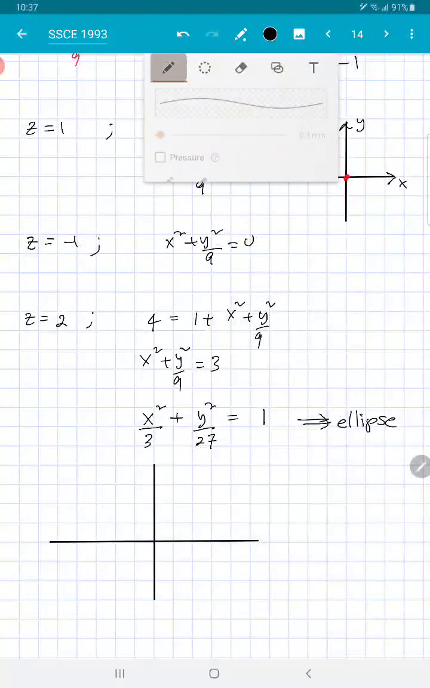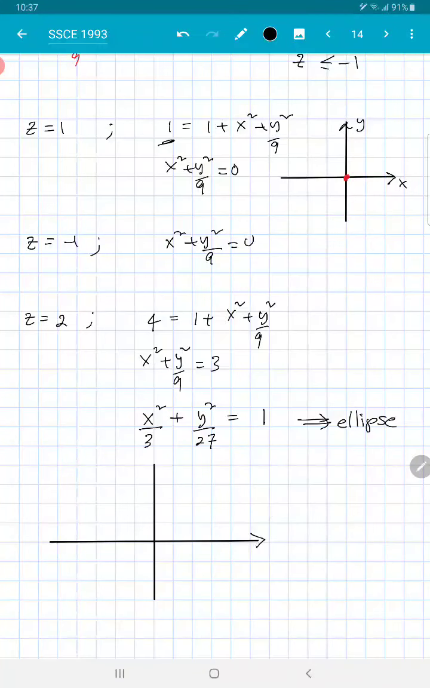Okay, so here we have x-axis, y-axis. Alright, 27 is definitely larger than 3. So your ellipse is longer parallel to the y-axis. So that would be square root of 27, and this is negative square root of 27. And here we have square root of 3, and here we have negative square root of 3. And this is our ellipse.